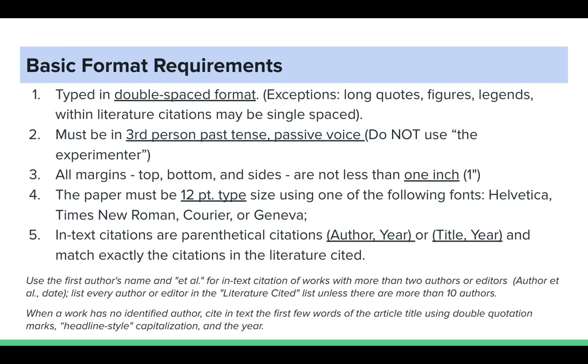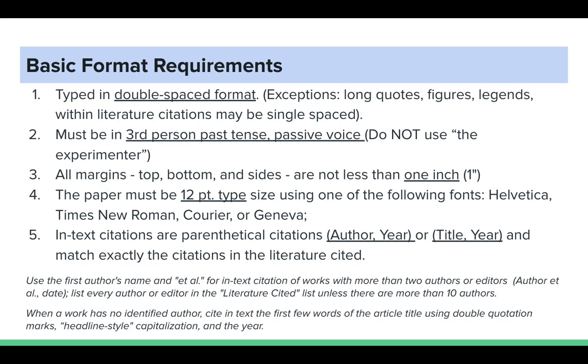Do not use the word the experimenter. So you're not going to say, I measured this temperature. You're going to say the temperature was measured. And you're not going to say the experimenter measured the temperature. You're going to say the temperature was measured. Third person past tense passive voice. Please talk to me or one of your teachers if you're having trouble figuring this out.